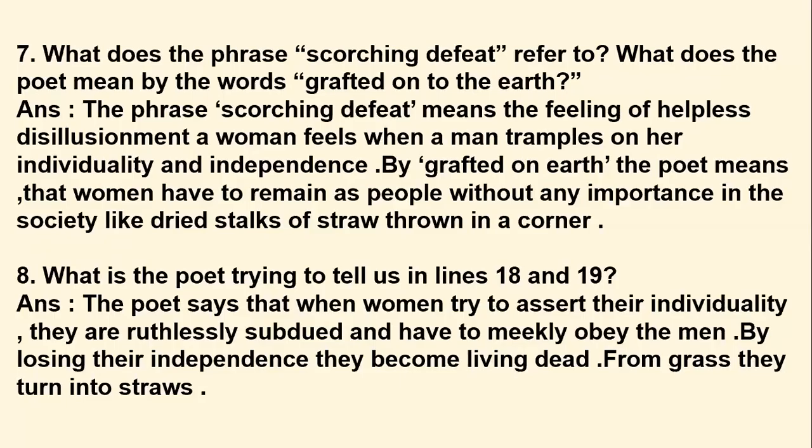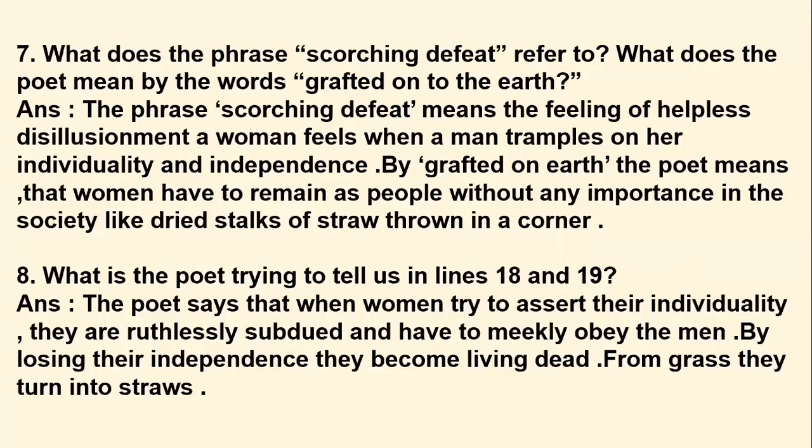What is the poet trying to tell us in lines 18 and 19? You can go to the poem for the lines. And the answer is, the poet says that when women try to assert their individuality, they are ruthlessly subdued and have to meekly obey the men. By losing their independence, they become living dead. From grass, they turn into straws.